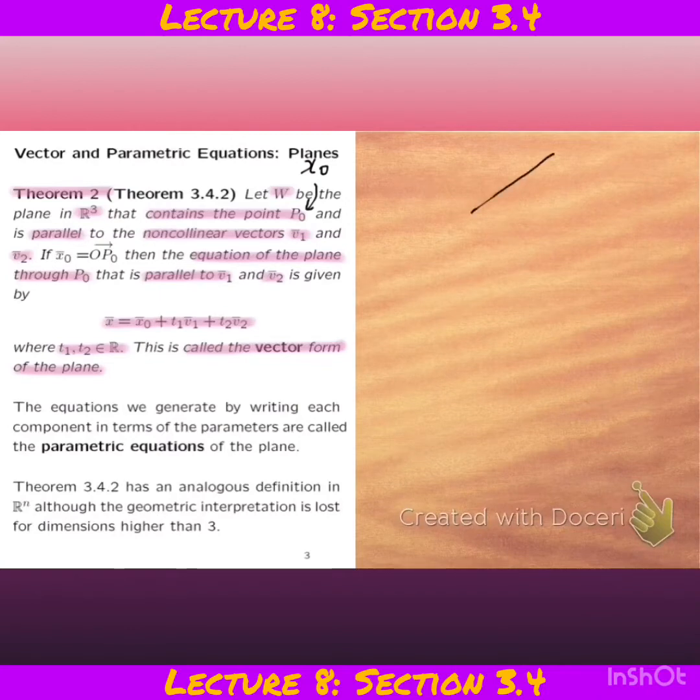Okay, now how do they get this? So now you've got two vectors, the vector v1 and the vector v2. Now I want the following. Firstly, I want my plane to contain this point x0, call that the point x0, y0, z0. And that's the point I wanted to contain.